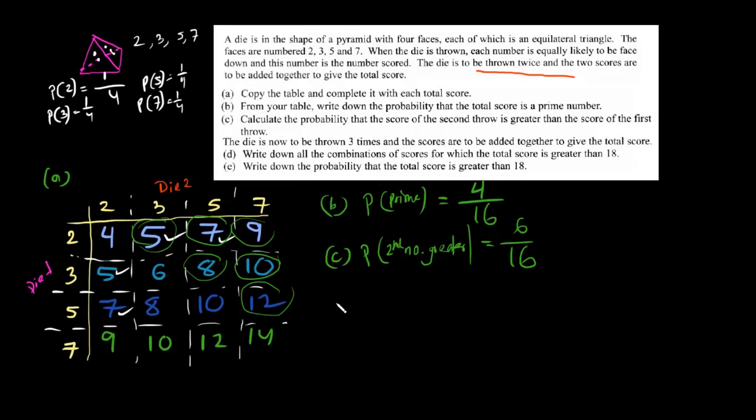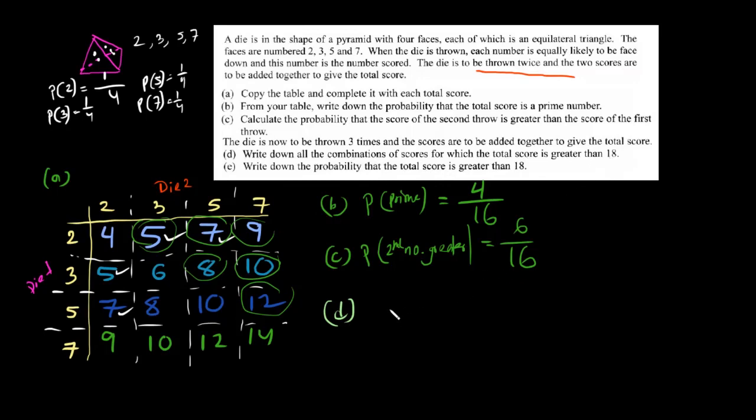Okay. So question number D. In question number D, the die is now thrown thrice. Okay, we cannot use the table anymore. So the die is now thrown thrice and the total score is taken. Write down all the combinations of score for which the total is greater than 18.